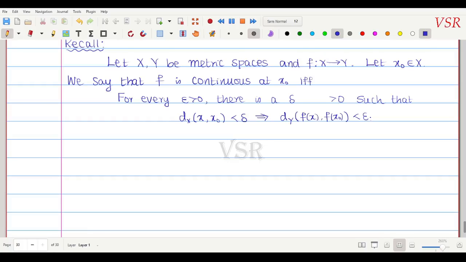I have first fixed my x naught and I am choosing my epsilon. For given epsilon I am choosing my delta. That is, for a given x naught and a given epsilon I am choosing my delta. So as epsilon changes, my delta changes, and if I change my x naught, my delta also changes. I'll explain this in the geometry. This delta depends upon your x naught as well as your epsilon.